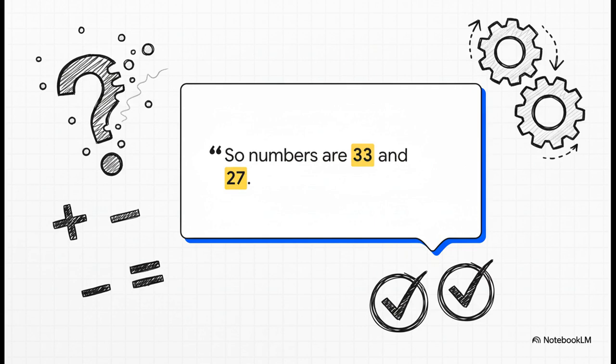Let's do a quick double check just to be sure. Does 33 plus 27 equal 60? Yep. Does 33 minus 27 equal 6? It sure does. Perfect. The case of the mystery numbers is closed.